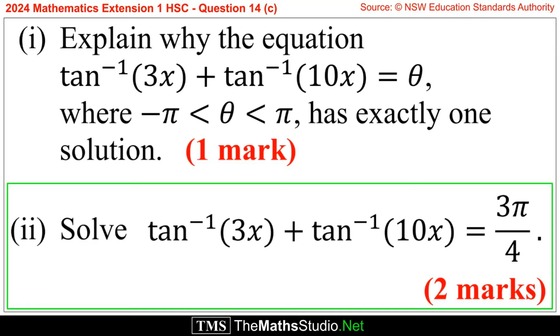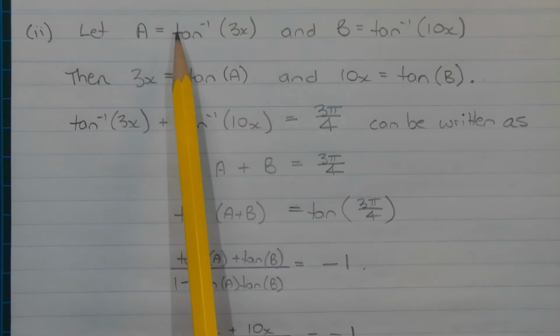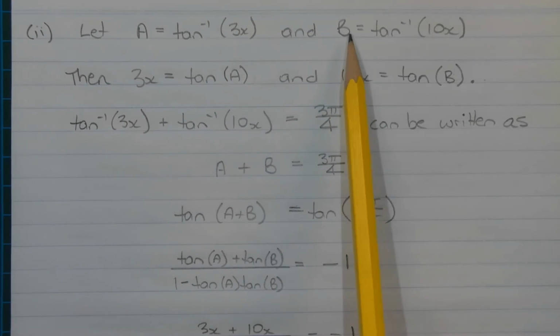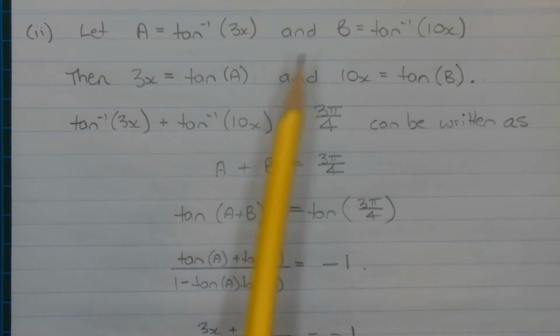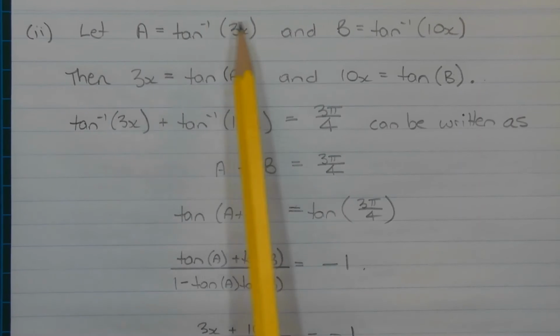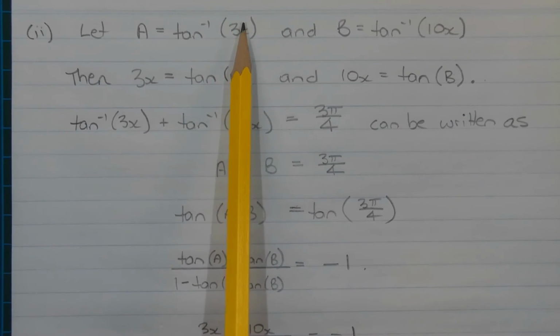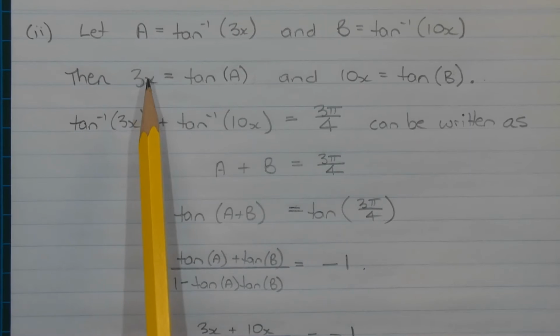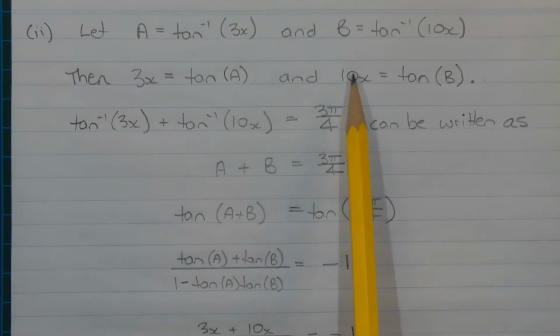Part 2. Solve inverse tan of 3x plus inverse tan of 10x equals 3 pi over 4. Let A equal inverse tan of 3x and B equal inverse tan of 10x. Taking the tan of both sides of both equations to isolate the 3x and the 10x, we get 3x is equal to tan of A and 10x is equal to tan of B.